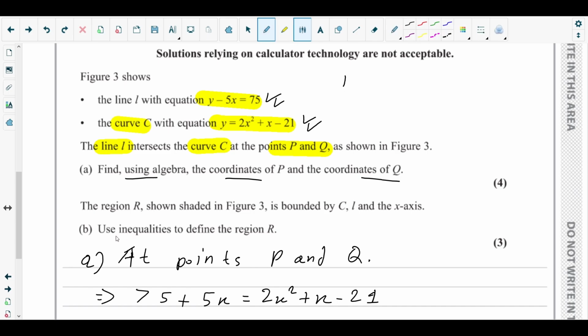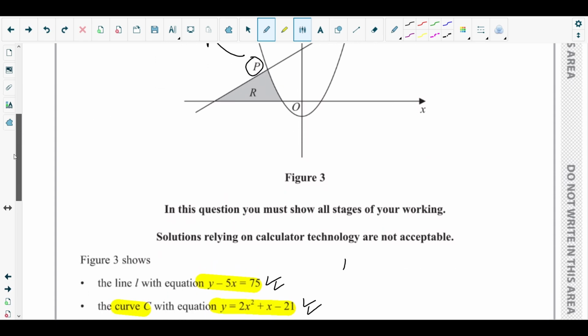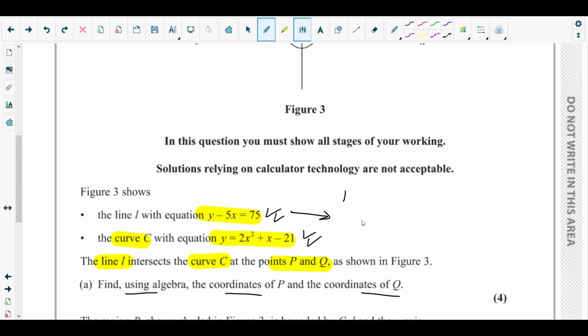So we need to use the concepts of inequalities, and we need to define the region R. For this question, let's consider the position of region R. At first, consider the position of region R with respect to the line L. You can see that the region R is just below the line L. That means at the region R, the y values would be less than the y values of line L, right? So what are the y values of line L? Basically, it is given by the equation y equals 5x plus 75.